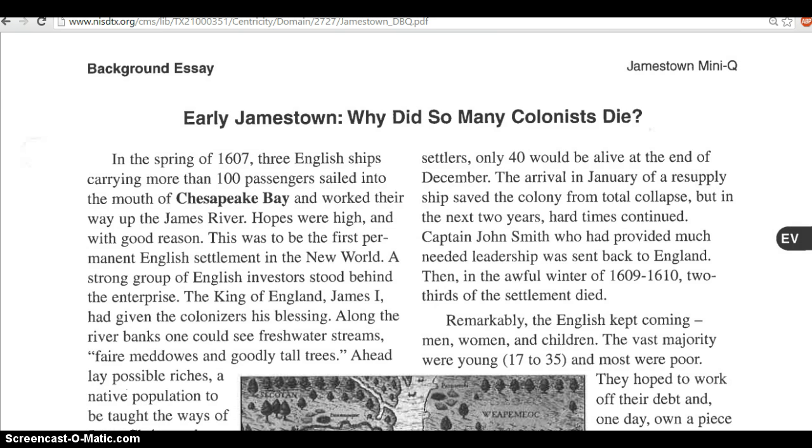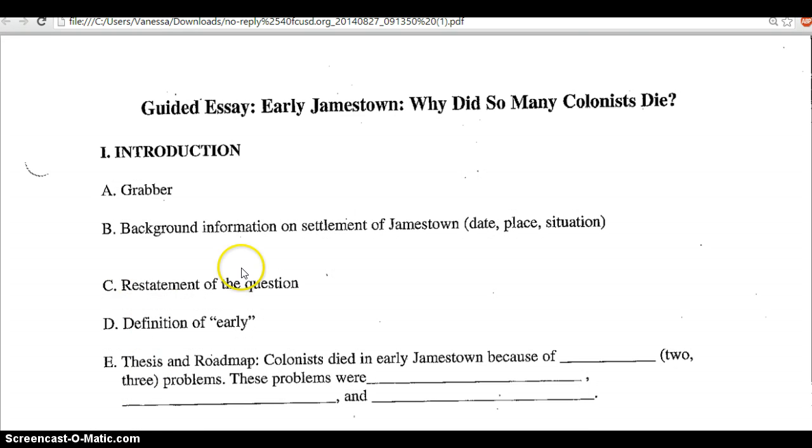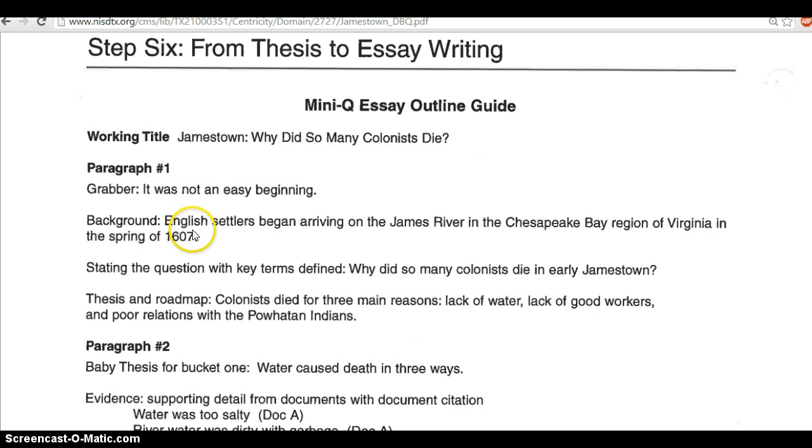So looking at your article that you did earlier from this week, this first paragraph gives you some background information. This would be good background information. Spring 1607, the passenger sailed to the mouth of Chesapeake Bay with high hopes. So if you need help with background information, you can copy this, or you can make up your own. So now you're going to go to your background information of your paper underneath where it says background information of settlement, date, place, situation. And you're going to copy this one if you need help or make up your own. So if you're copying, write these words. English settlers began arriving on the James River in the Chesapeake Bay region of Virginia in the spring of 1607. So write that down now or make up your own.